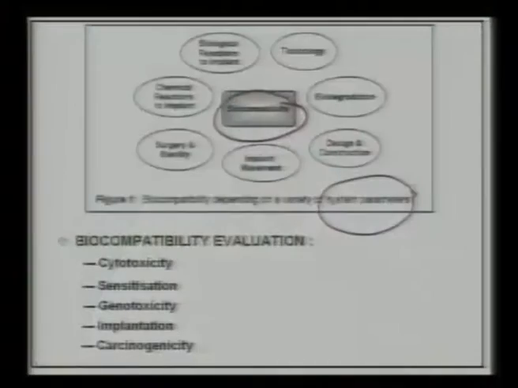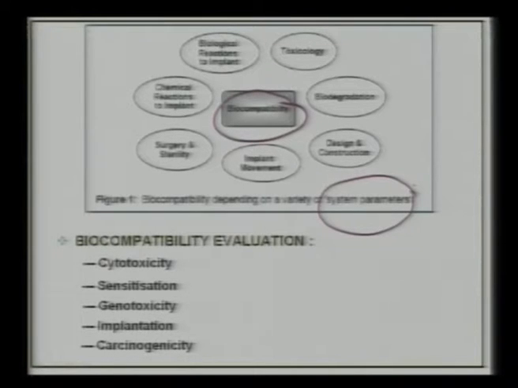So before a material can be applied in the human body, it is important that you do the test right from the small animal, intermediate animal, right up to the human being before you can sell it in the market. So this understanding is important, and that is what I am saying here: biocompatibility depends on a variety of system parameters and it is essentially a system property. If you change certain parameters in the system, then the biocompatibility property will also change.